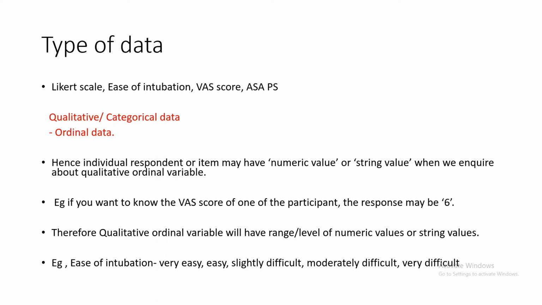For example, ease of intubation may have level like very easy, easy, slightly difficult, very difficult. So these are a range of values, and they can be ordered in a certain pattern, and therefore this is an ordinal data.